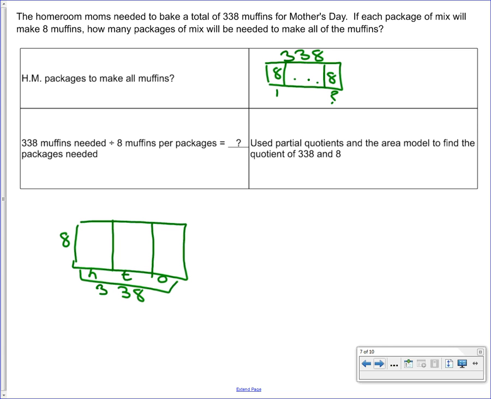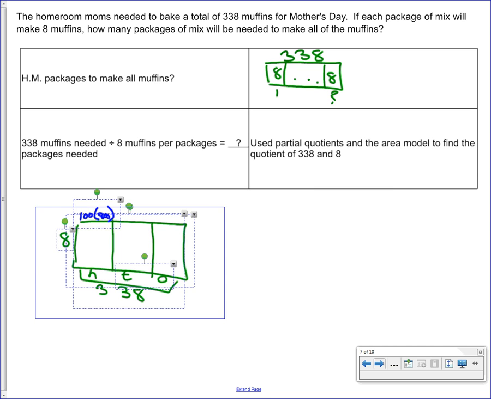So think of it as having 8 groups. If I gave each group 100, that'd be worth 800. And do I have 800? No, I don't.